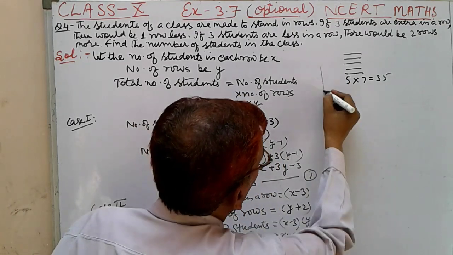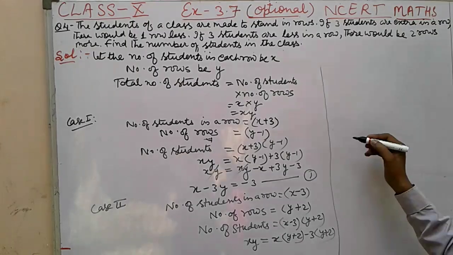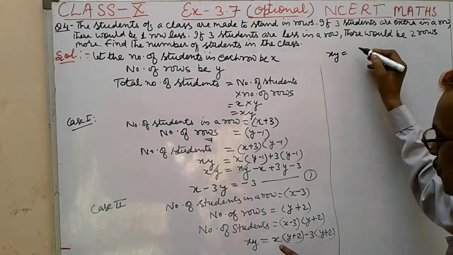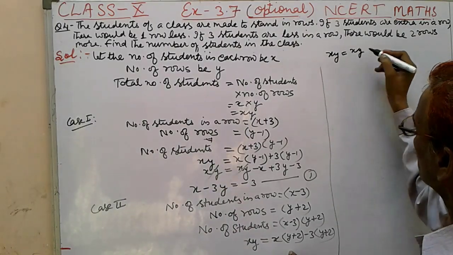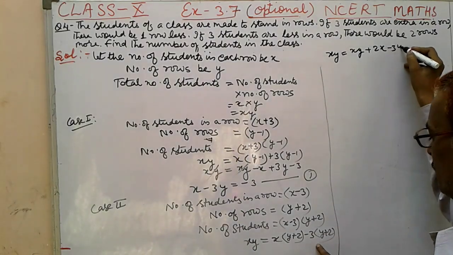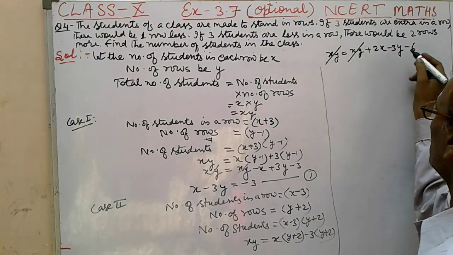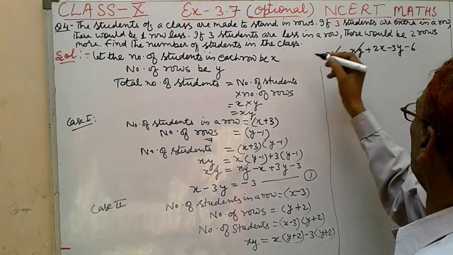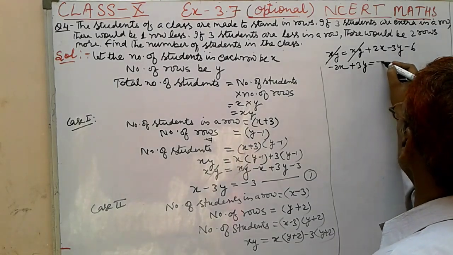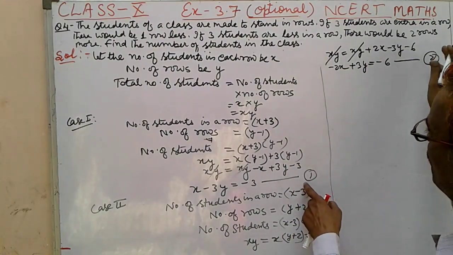Now solve this here. xy is equal to xy plus 2x minus 3y minus 3 into 2, that is 6. Cancel xy from both sides, transfer from RHS to LHS: minus 2x plus 3y is equal to minus 6. This is equation number 2. Students, you have 2 equations.